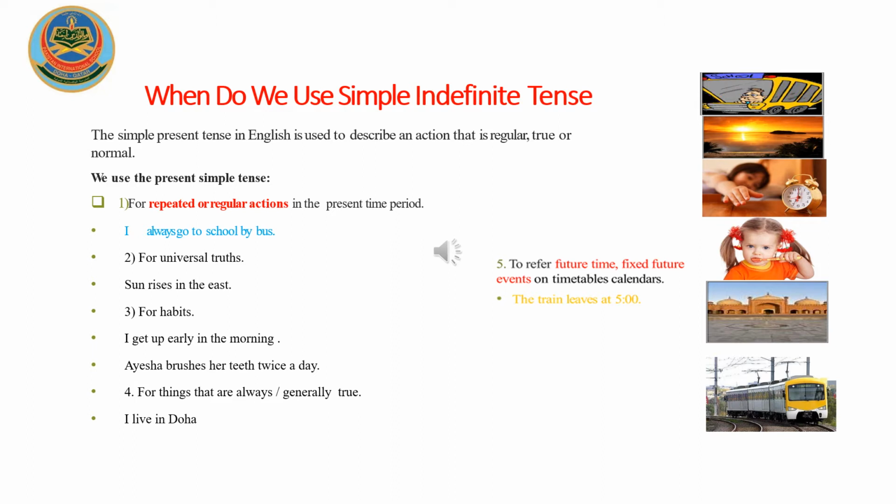We use present simple tense for things that are always or generally true, as I live in Doha. We also use present simple tense to refer to future time, fixed future events on timetables and calendars. For example, the train leaves at 5.